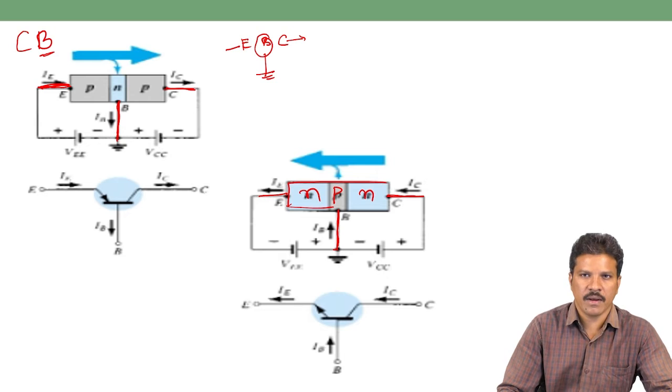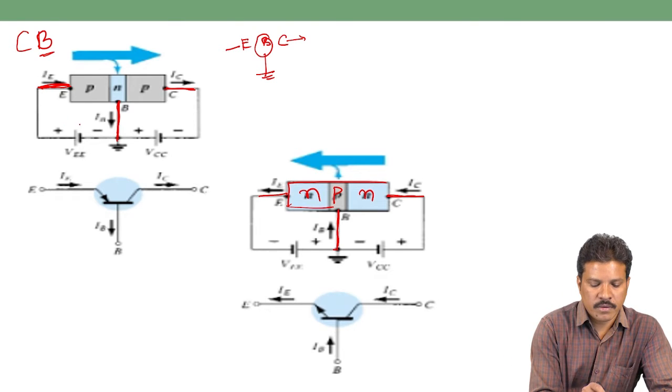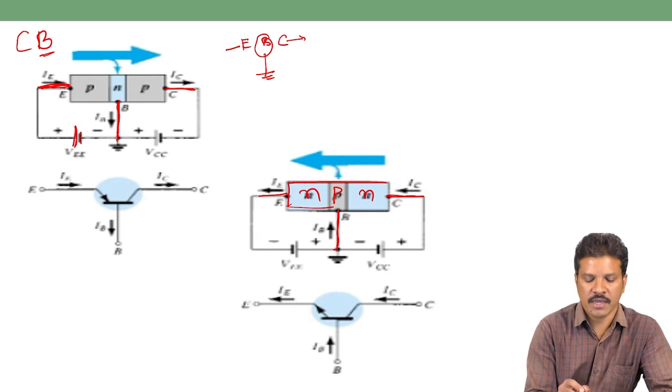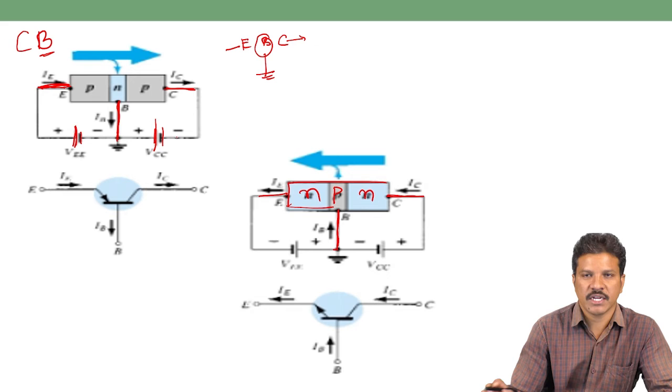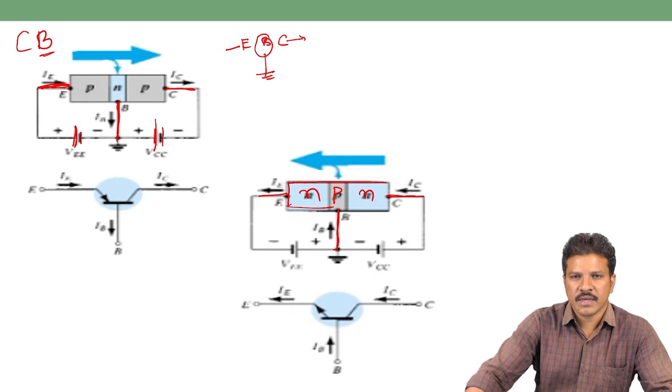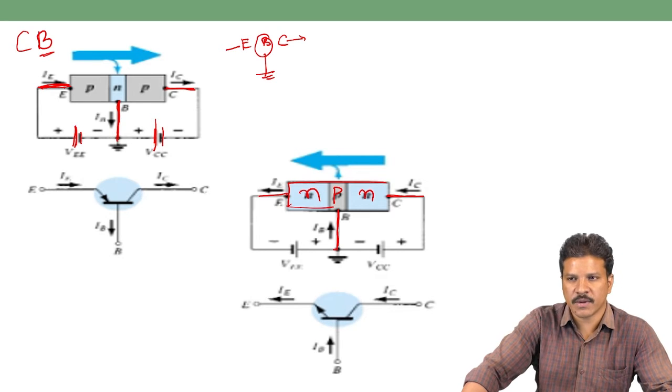It is common practice, in order to explain all configurations, that the input junction must be forward biased, so plus and minus are given to emitter and base, and the collector-base junction is reverse biased, so we connect minus and plus. When we connect it this way and see the operation, we then study how this configuration is helpful in electronic circuits.